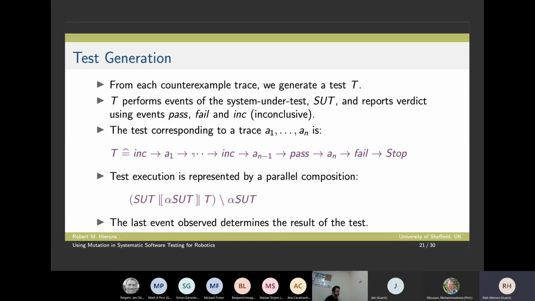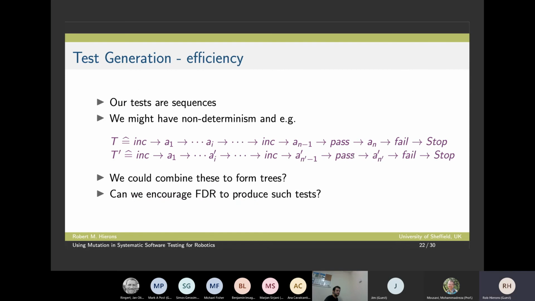Test execution is then a composition between a system and the test cases. We hide everything except the verdicts, and the verdict of the overall test execution is the final verdict observed. So inconclusive if we diverge earlier, pass if we get to the end but we can't observe the final action, and fail if we observe the incorrect behavior. So that allows us to formalize our test cases and also talk about the test cases we run.